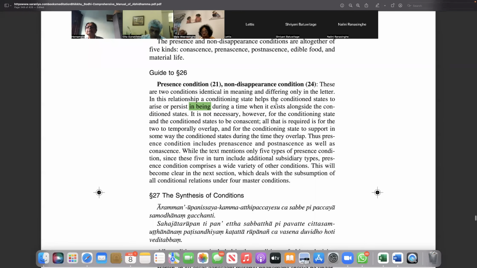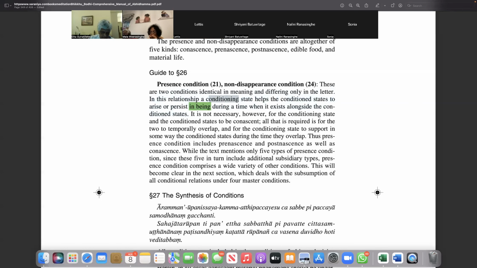Here, let's read it again, everyone. These two conditions, identical in meaning and differing only in the letter. In this relationship, a conditioning state helps the conditioned states to arise or persist in being during a time when it exists alongside the conditioned states. So, persist in being during the time when it exists alongside the conditioned state. The conditioning state helps the conditioned state to arise or persist in being during a time when it exists alongside the conditioned state. Do you understand?